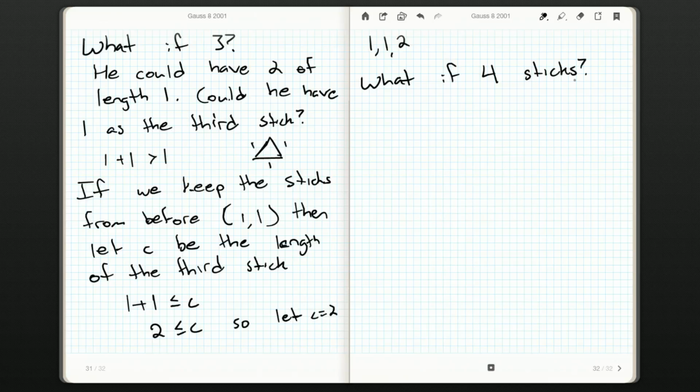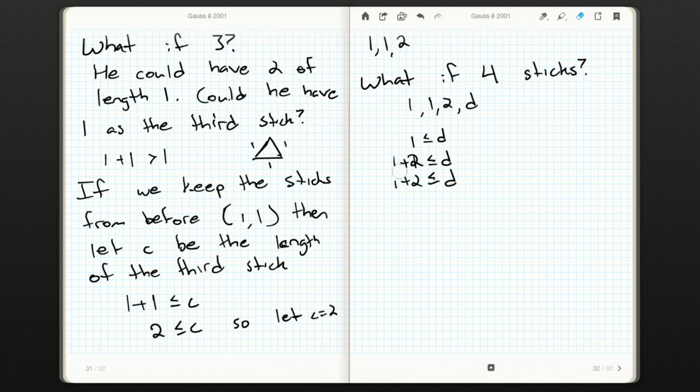Let's suppose he has the sticks 1, 1, 2, and D. Why am I picking 1, 1, and 2 as the other sticks? Because we already showed when we considered 3 sticks that 1, 1, and 2 should be the smallest grouping there. So if I want D to be the smallest, because I'm going to want D to be greater than or equal to this, or that one, or the other pairing.